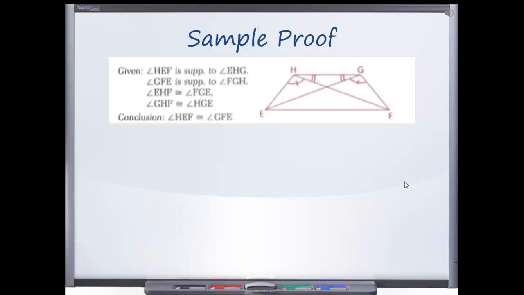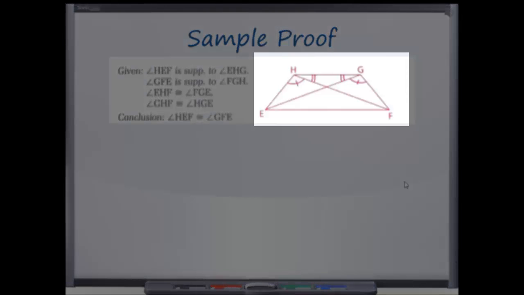We're given that angle HEF is supplementary to angle EHG, and that angle GFE is supplementary to angle FGH. And we know a couple of congruences. We know that angle EHF is congruent to angle FGE, and that GHF is congruent to angle HGE. Okay, so we want to conclude that angle HEF is congruent to angle GFE.